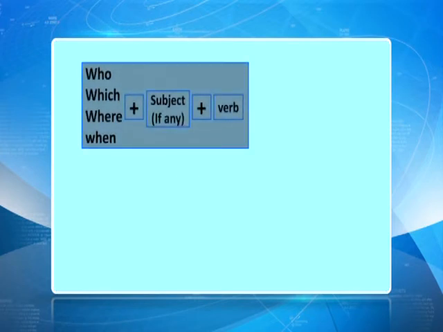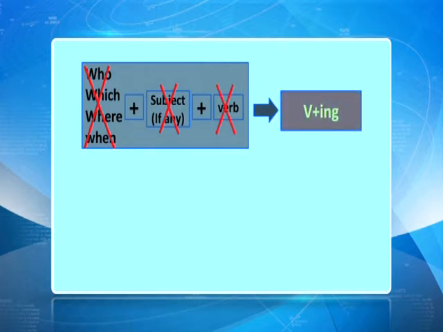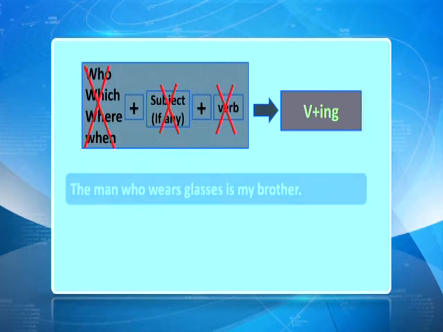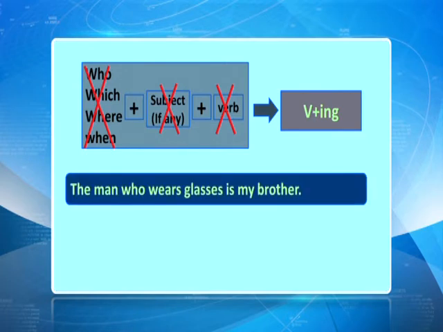Who, which, where, when should be deleted. The subject should also be deleted if there is one, and the verb is deleted, and then we get the base plus the verb and ing, present participle. Let's see. The man who wears glasses is my brother.